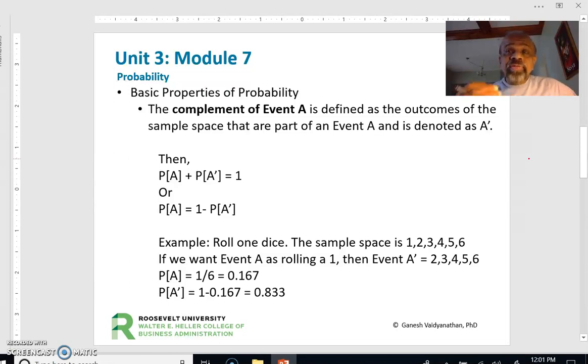So the probability of event A: how many outcomes do we have? Only 1. How many in the sample space? 6. So 1 over 6, which is 0.167. The complement of that will be 1 minus 0.167, which is 0.833. So if you want a 1 on the dice, 83.3% of the time, you are not going to get a 1. Okay, so that's the whole idea.